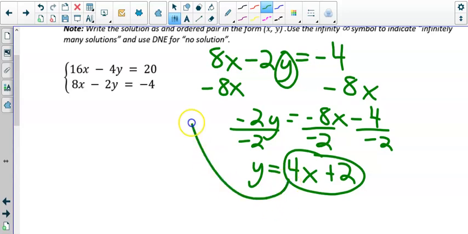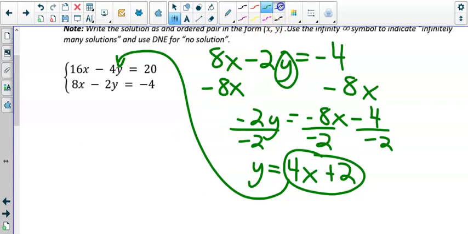So we're going to take this guy right here and we're going to substitute it in. This is why we call it substitution. We're going to substitute it into the other one. We're going to take the 4X plus 2 and shove it in. We're going to replace it, however you want to think about it. You're going to take out the Y and put this guy in its place. Either way, it's all called substitution because we're replacing.